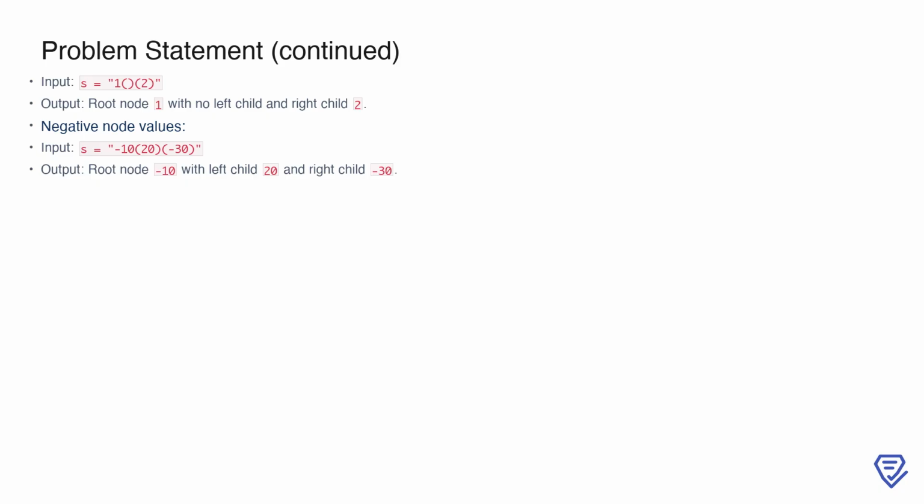Now, let's outline some constraints and edge cases for this problem. The number of nodes in the tree can range from 1 to 10⁴, and each node's value will be within the range of -10⁵ to 10⁵. The input string S is always valid, with no extra spaces, and the parentheses are well formed. For example, if the input is S equals 1()(2), the tree will have the root node 1 with no left child and 2 as the right child. Similarly, for S equals -10(20)(-30), the root will be -10, with 20 as the left child and -30 as the right child. These examples help clarify how the string format handles different tree structures, including cases with missing children or negative node values.